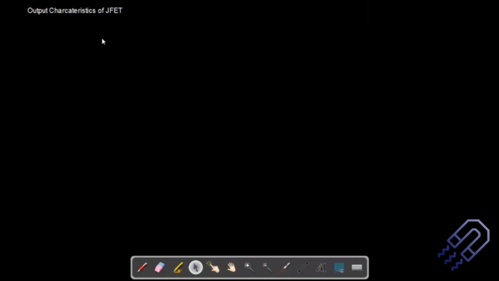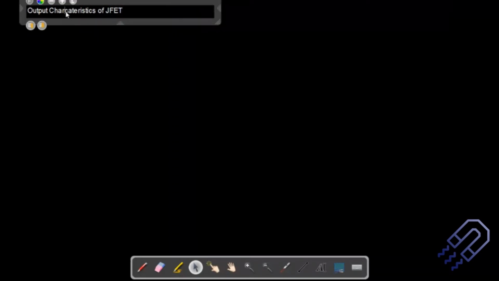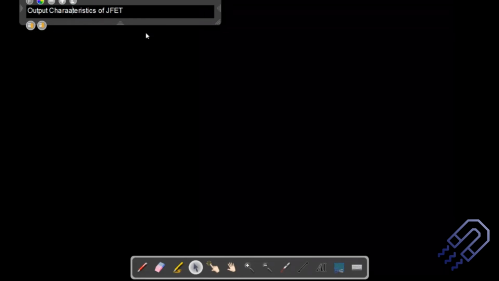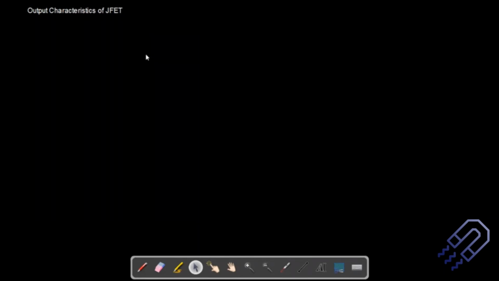So see, every time I'm doing this, I'm trying to draw the diagram, and when you draw the diagram, you're actually having a good practice. So all of you should actually practice it once or twice. Okay, characteristics. So output characteristics. So let's just draw the diagram for a JFET now.